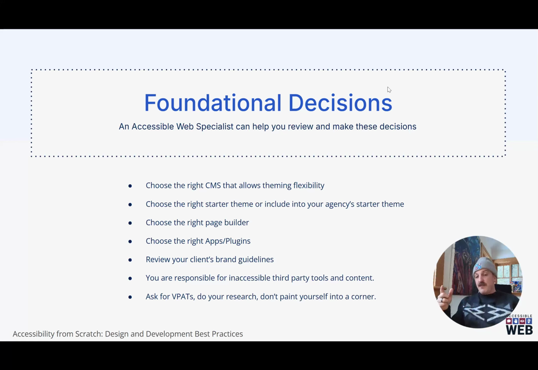If you're going out to a theme marketplace, do your research. Make sure that theme that you're choosing up front is going to be accessible. Same thing with the page builder. Do some page builder research. There's some that are absolutely awful. Read around on the forums. See if they have an accessibility page. See what level of accessibility support they have. Same with apps and plugins. And then you should also review your client's brand guidelines. Have some conversations with them. Maybe they have inaccessible color palettes.